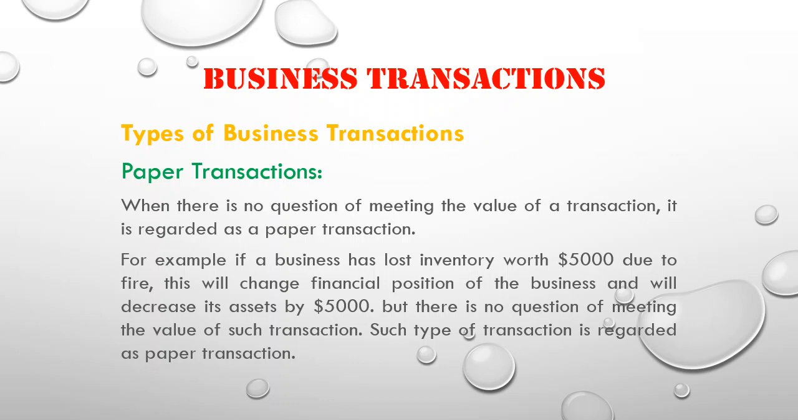हमने एक एग्जांपल लिया है, इसके अंदर हम देख रहे हैं कि एक बिजनेस है जिसकी इन्वेंट्री $5,000 वर्थ की आग लग जाने की वजह से ज़ाया हो गई है. लेकिन इस ट्रांजैक्शन के नतीजे में अब बिज़नेस के हाथ में कुछ भी नहीं आना, लेकिन बहरहाल उसकी फाइनेंशियल पोजीशन पे असर पड़ रहा है और $5,000 के वर्थ के बराबर उसके एसेट्स रिड्यूस हो रही हैं. तो एक ऐसी ट्रांजैक्शन जिसके नतीजे में उसके जो बिज़नेस है उसकी फाइनेंशियल पोजीशन पर तो फ़र्क पड़े लेकिन उस बिज़नेस को ऐसा कुछ रिसीव ना हो, तो हम कहते हैं कि ऐसी ट्रांजैक्शन पेपर ट्रांजैक्शन है.